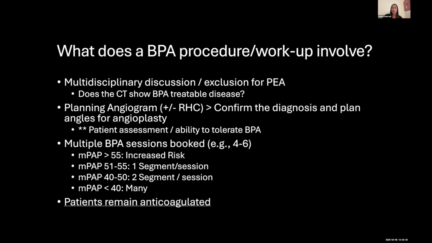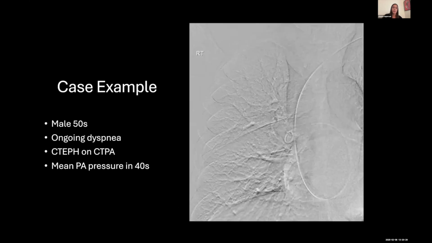It's important to note that all of these patients, due to their history of pulmonary emboli, are on anticoagulation, and they remain on anticoagulation throughout this treatment.